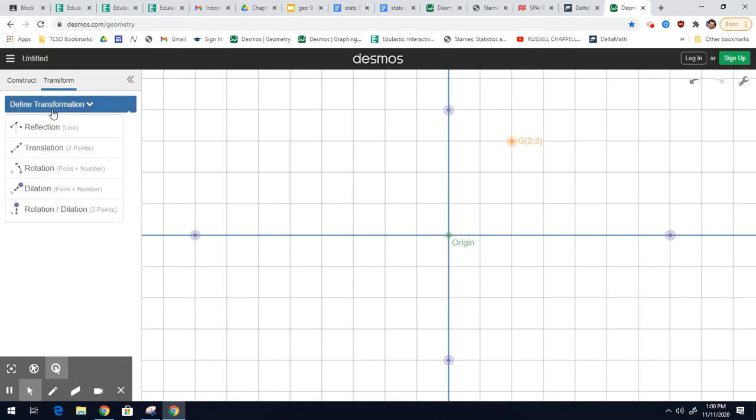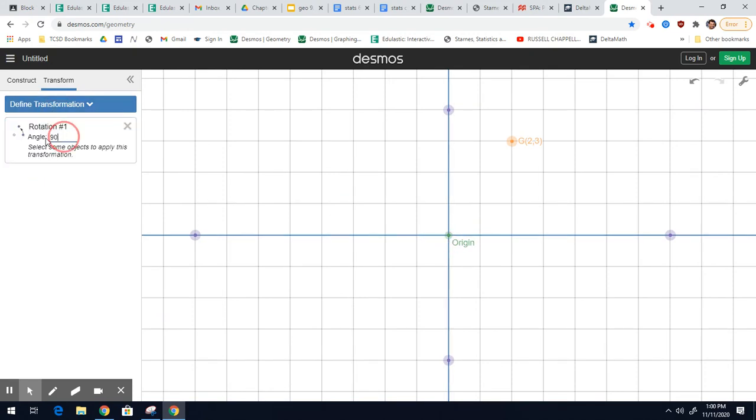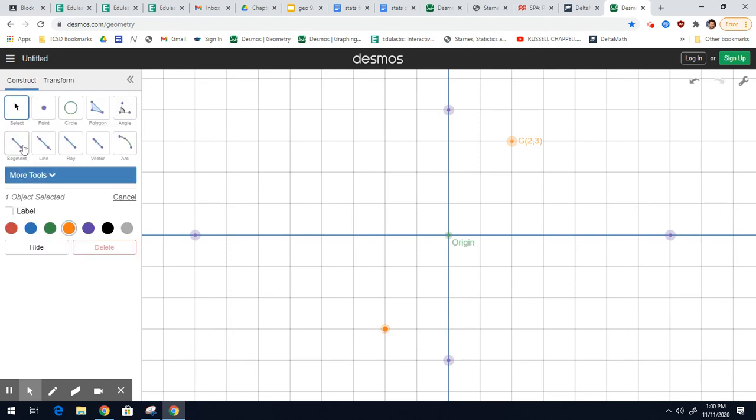Okay, so I'm going to define another rotation about the origin, but now we're going to go 180 degrees. All right, so let's take point G and apply this rotation, and boom, look where it goes, down here. Let's label that point G prime. And again, what are its coordinates? Its coordinates are (-2, -3). So x and y stayed put, but one became negative, one became positive.